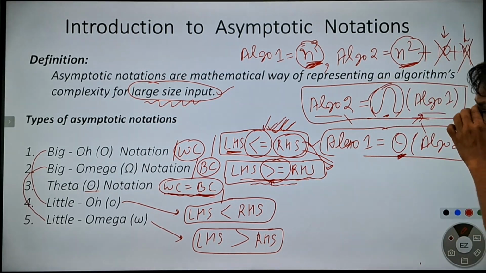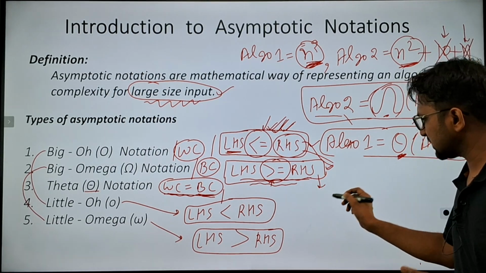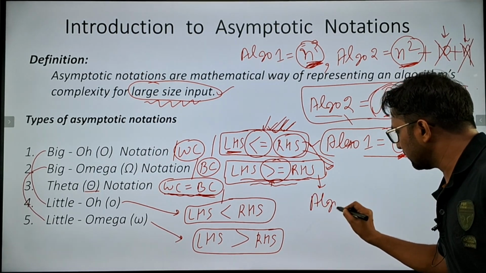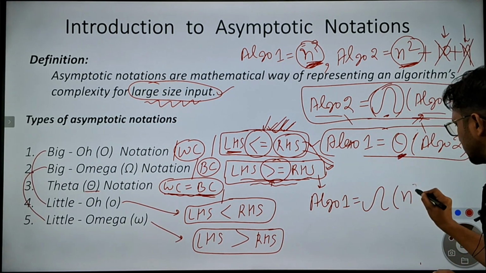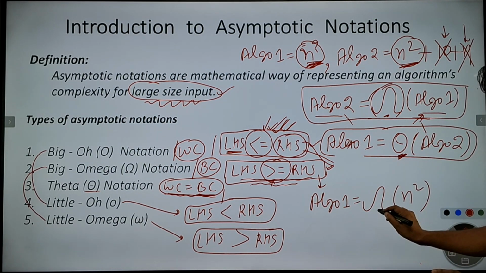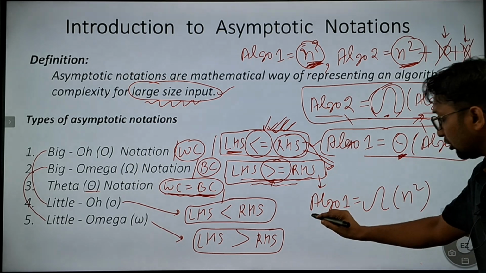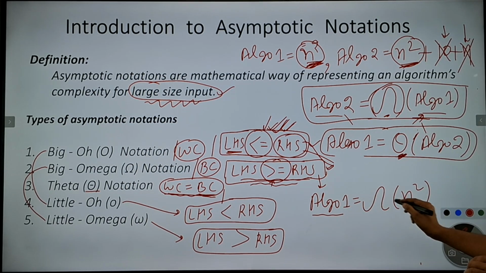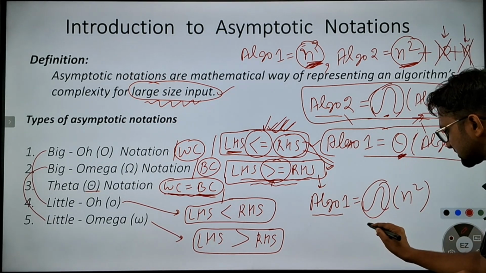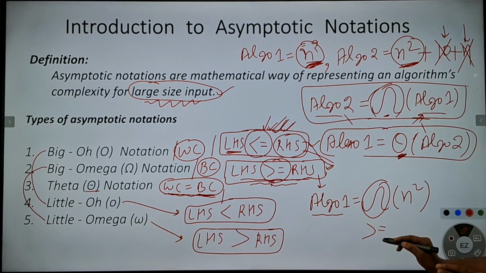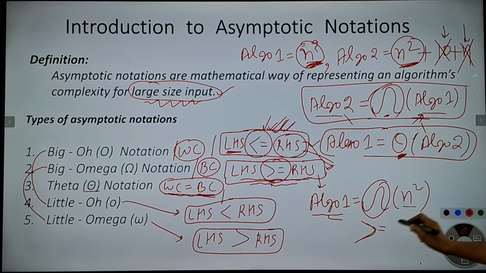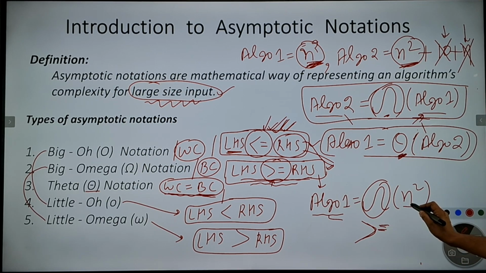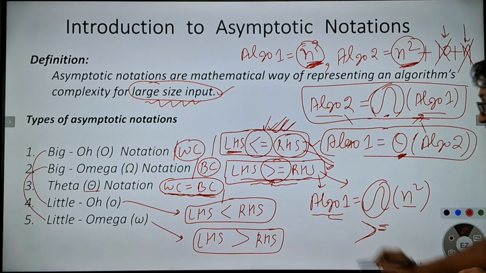So let me go through it intuitively again. This is also saying the same thing. See, if I am writing, let's suppose, algorithm 1 is big omega of n square. The definition of big omega says that the algorithm will take minimum n square time. And if I am replacing this with this, it is also saying the same thing: my algorithm will either take more time than this or equal to this, but not less than this. So this statement is matching with the definition.